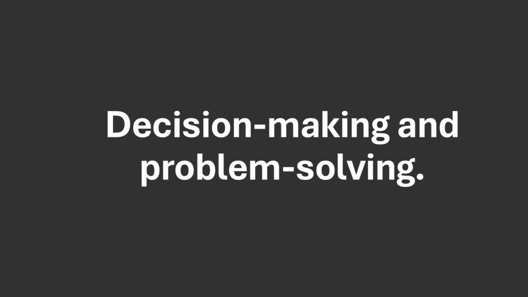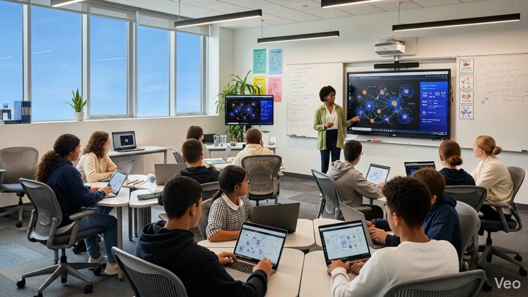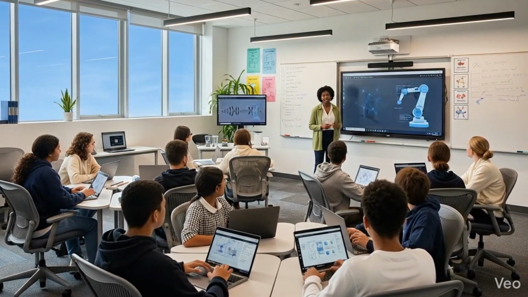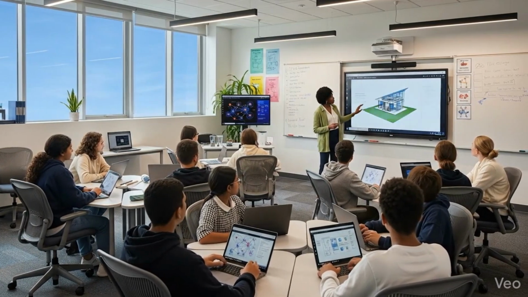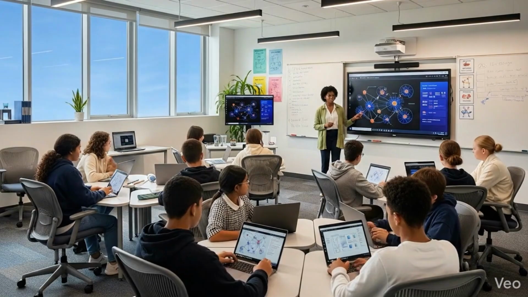What is computing sciences? Computing science is the academic field that studies how computers work and how they can be applied to solve real-world problems. It covers areas such as computer hardware and architecture, computer systems and applications, data processing and information systems, computer networks, and the Internet. It is the study of computers and computational systems. It is concerned with how data is processed, stored, and communicated. This field combines both theoretical knowledge and practical application, helping us understand and effectively use computing technologies.